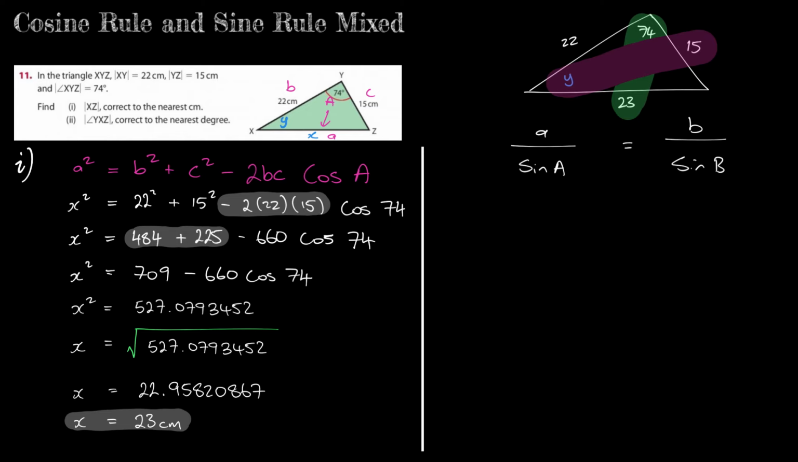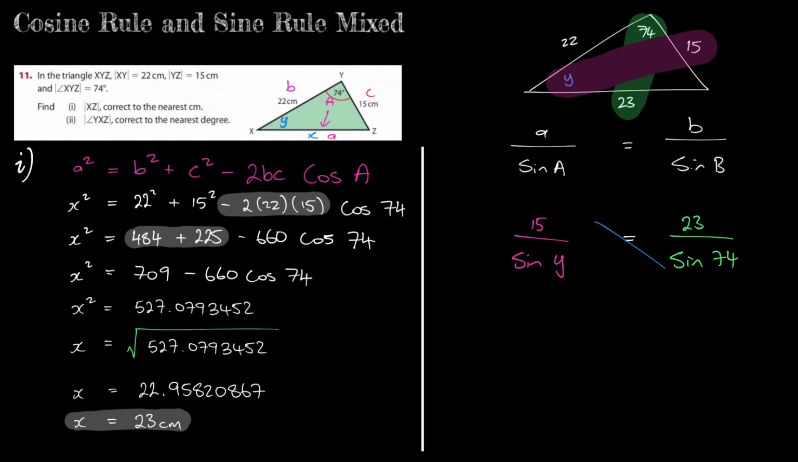I'll try and keep all my unknowns on the left hand side. So I need to put the pink ones into the first fraction. The side there is going to be 15 over sine of the angle, which is sine of y. And that's going to be equal to the green ones, which is 23 over sine of the angle, and the angle is 74. Now we have a fraction equals a fraction, so we can cross multiply.